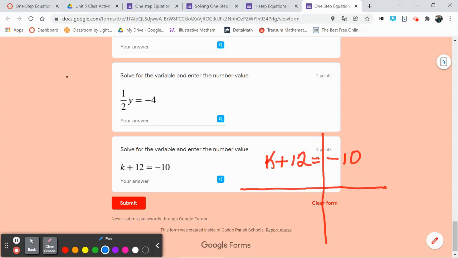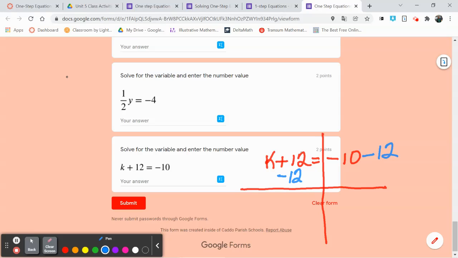Found my letter. It's K. On the same side, the person added 12. I'm going to undo that by the opposite math. The opposite of adding 12 is subtracting 12 to both sides. Notice how I write that side to side. That way we can do our integer math.